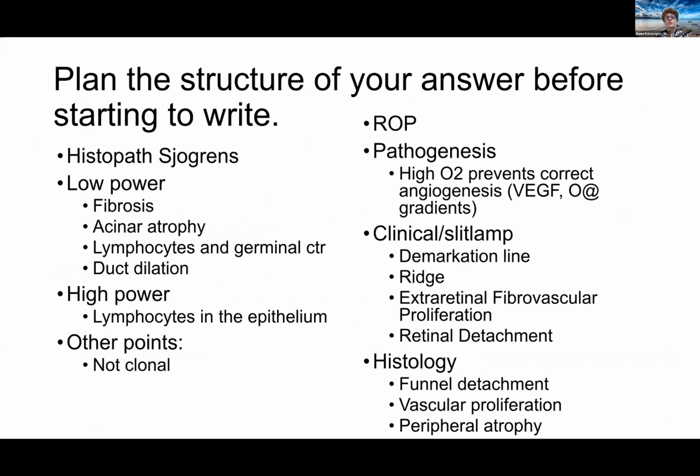Plan the structure of your answer before writing. So here, we wanted to know the histopathology of Sjogren's. Now you're going to learn that the way to approach any histopathology question is to think low power then high power. I indicated this when we were talking about how to look at slides. So in Sjogren's disease, you will see these things. At low power, I will see this, this, this, and this. At high power, I will see lymphocytes in the epithelium. Other points, it's not clonal.